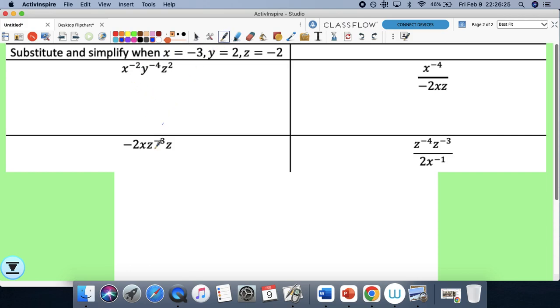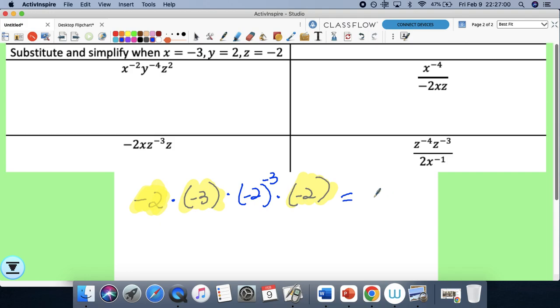Okay, again, substitute negative 2, so negative 2 times x, which is negative 3, times z. What is z? Negative 2 to the negative third power, times z again, which is negative 2. That's what we have. Let's take care of these here. We can multiply this one and this one. So that's negative 2 times negative 3 times negative 2, which is 2, 6, and 2 is 12. That's going to give me negative 12.